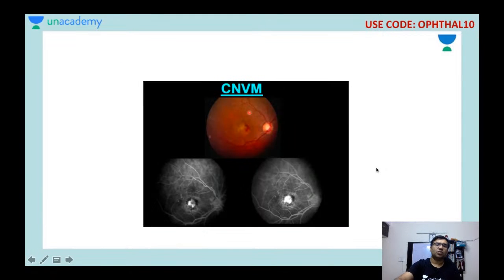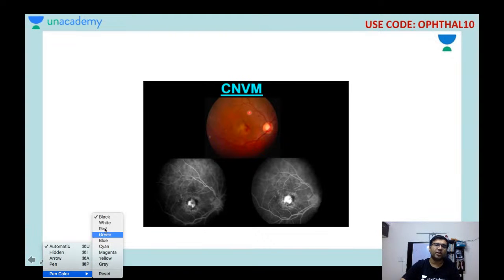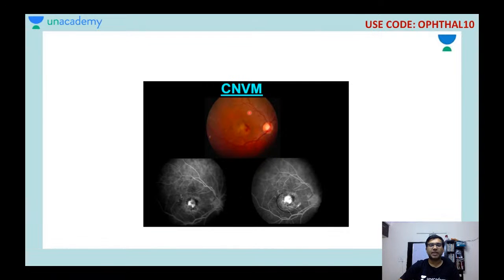Okay, chalo. Then we have this picture of the choroidal neovascular membrane where you are seeing the leakage and the pooling of dye around the macula. Okay, this is the choroidal neovascular membrane. I also call it wet ARMD.